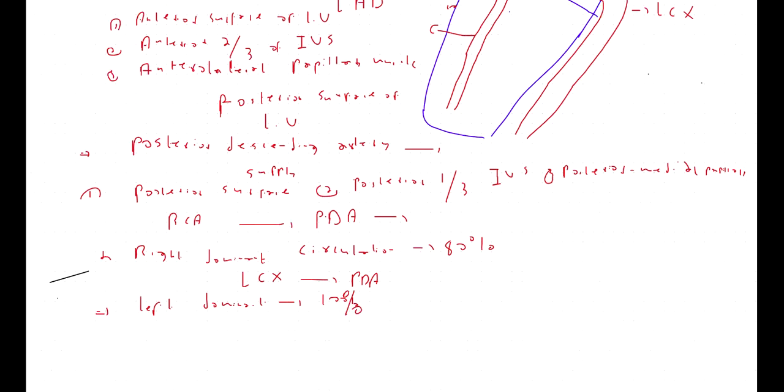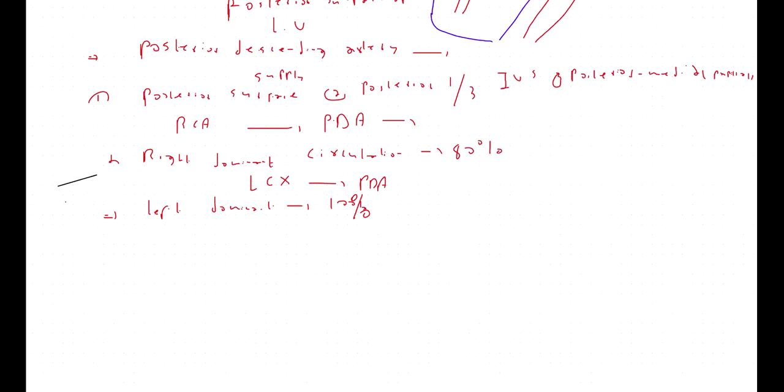Similarly, the PDA can be coming out of both arteries. Your RCA, right coronary artery, plus the left circumflex artery, both contribute to the PDA. When they both contribute to the PDA, the circulation is called codominant. Codominant means both together at the same time. That happens in 10% of the time. So that's the circulation of the PDA: right dominant, left dominant, and codominant. This is the PDA and its supply.